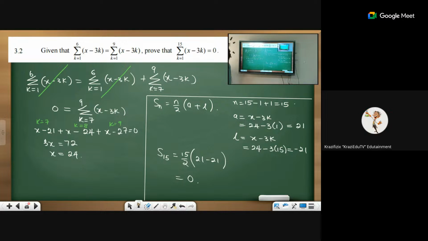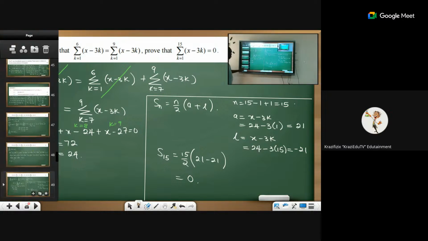Okay. And then from there, I just said that Sn for the first sigma will be equal to Sn for the second sigma. And then I just substituted the values that I got. And then from there, that's how I got x equals to 24. So I just wanted to know whether I'm okay with that method. Perfect. Let's do it again.